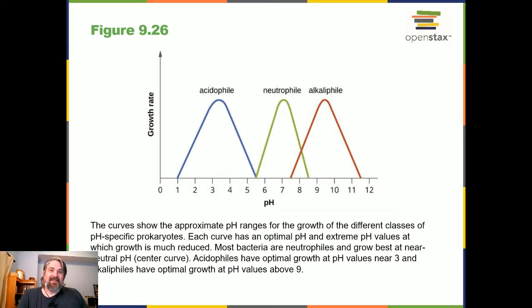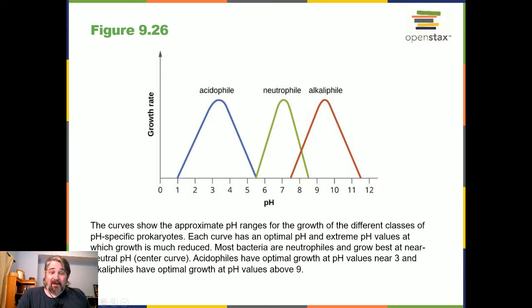Okay, back to pH values and growth characteristics. So acidophiles go down to a pH of 1 up to about 5.5. Neutrophiles cover the range around the neutral pH of 7, plus or minus 1.5. And then alkalophiles start about 7.5 and go up to close to 12.